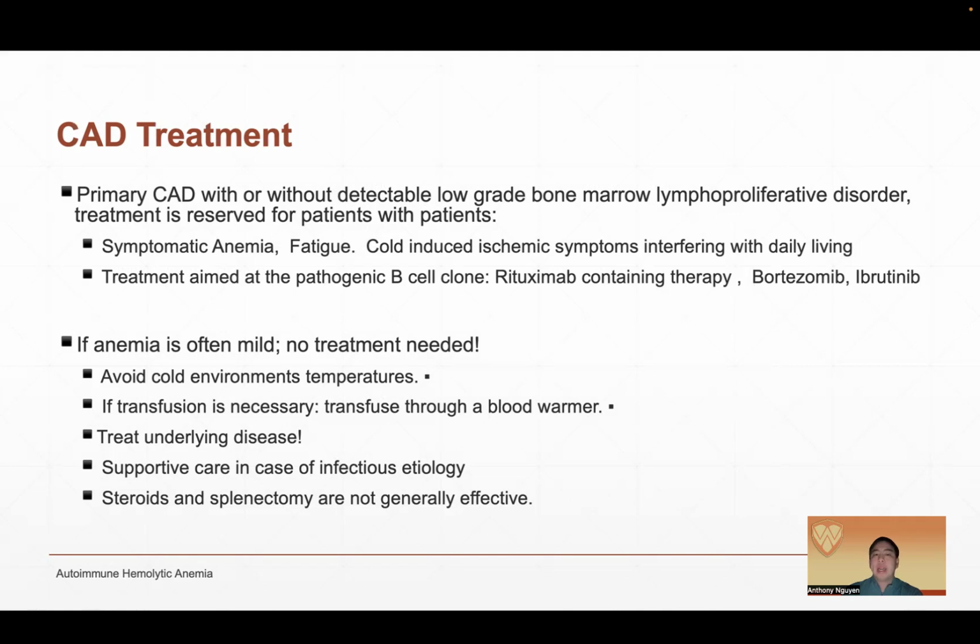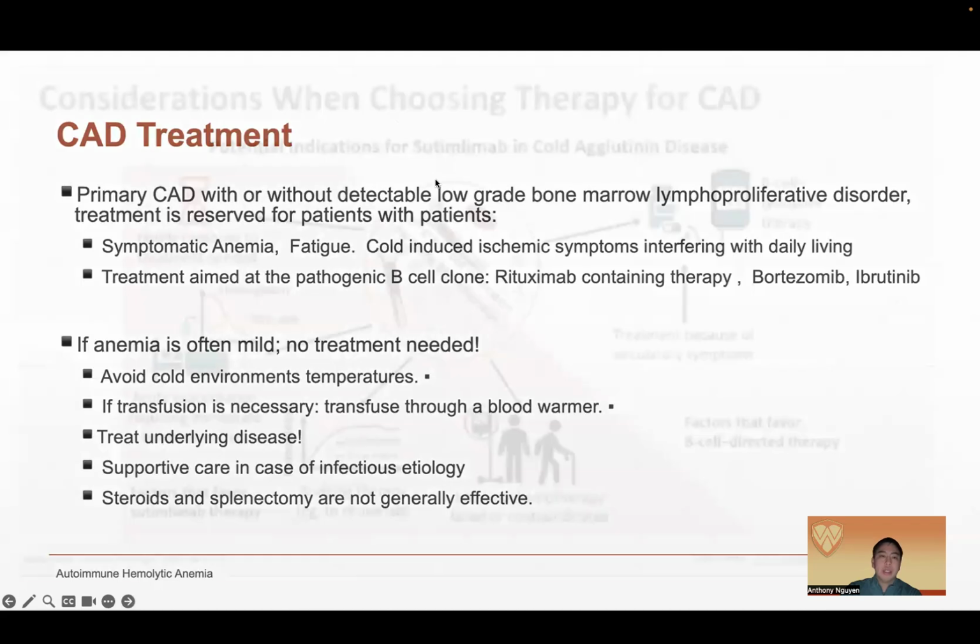Treatment for patients who are symptomatic is aimed at clearing out the pathogenic B cell clone with rituximab-containing therapy, other medications called bortezomib and ibrutinib. If anemia is mild and the patient is asymptomatic, no treatment is needed. Typically, we tell patients to avoid cold temperatures. If transfusions or IV fluids are necessary, we would recommend transfusion through a blood warmer, treat the underlying condition and supportive care if this is caused by an infectious etiology. We do know that steroids and splenectomy are not effective in cold agglutinin disease and cold agglutinin syndrome.